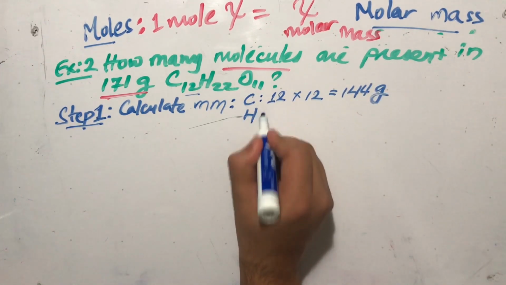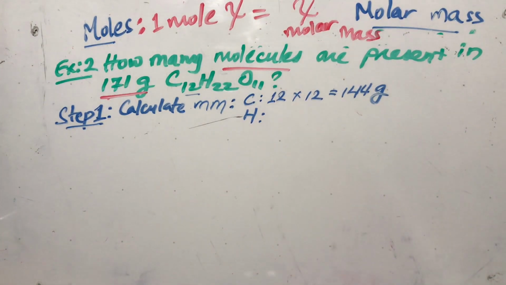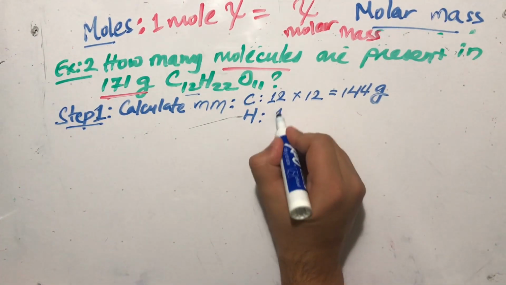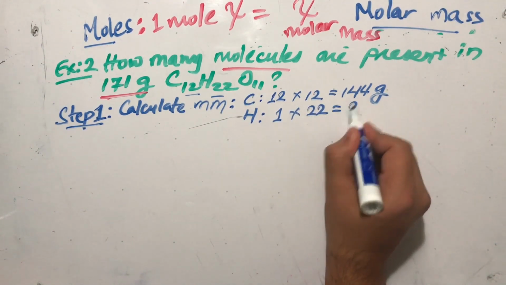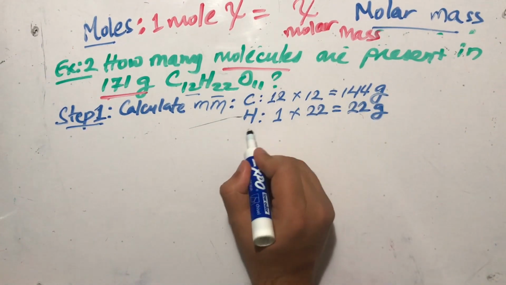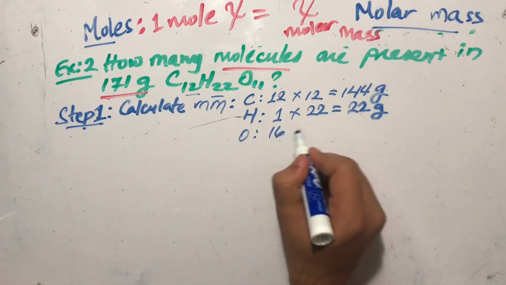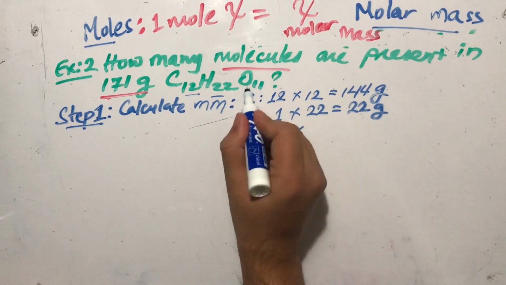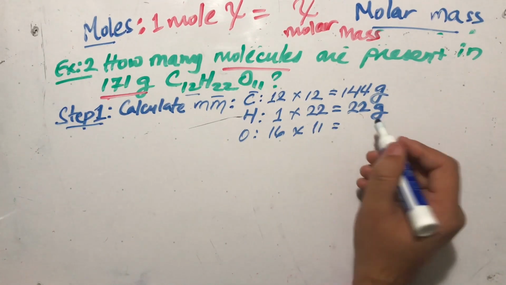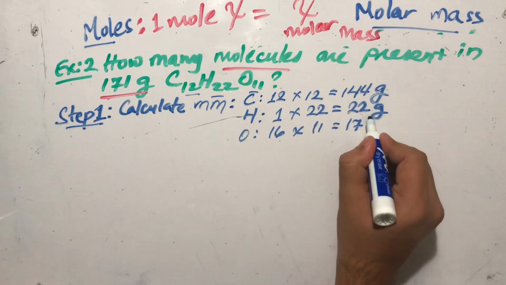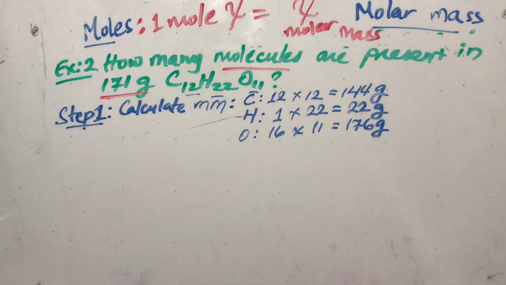We have hydrogen next. In the periodic table, you see that hydrogen has 1 gram, and there are 22 of them. So multiply that by 22. That should give you 22 grams. And oxygen has 16 grams, and there are 11 of them. So write 11, multiply, and then you get 176 grams. This 12, 1, and 16 are the numbers that you can find in your periodic table.